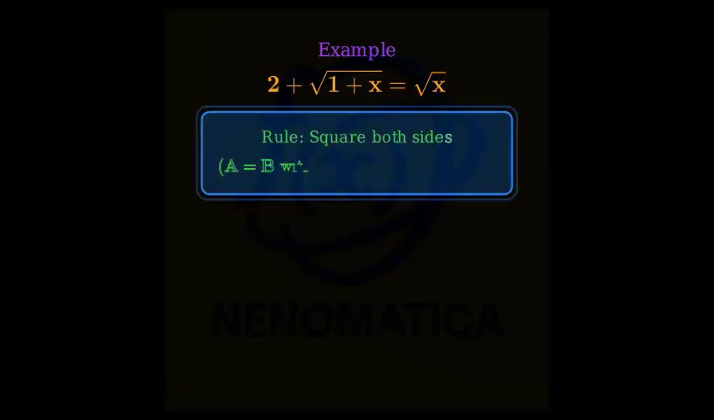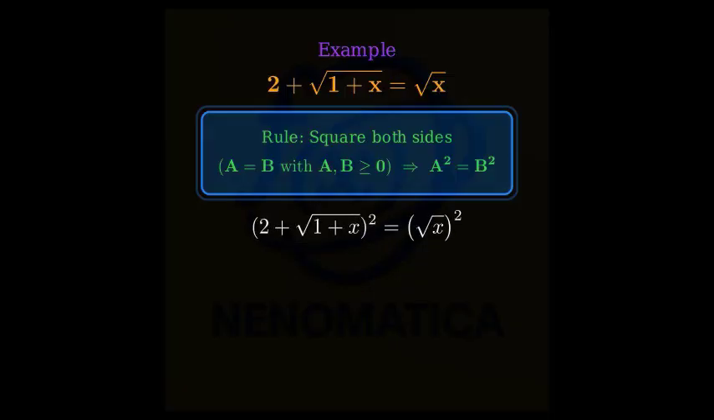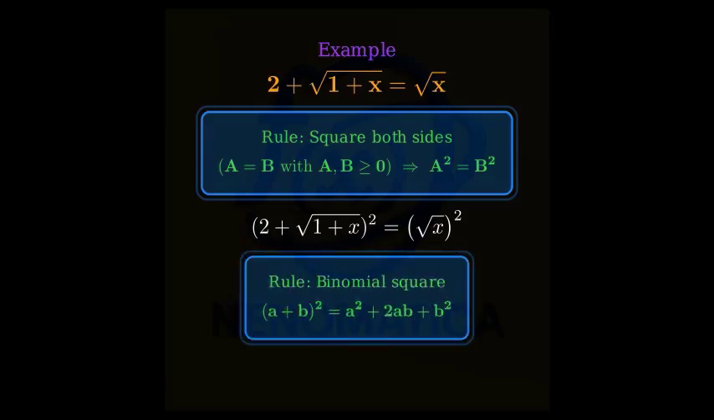We apply the rule: if a equals b and b are non-negative, then a squared equals b squared. So the quantity 2 plus square root of 1 plus x, all squared, equals the square root of x squared. Expand the left-hand side using the binomial square identity. The square of a plus b equals a squared plus 2ab plus b squared.